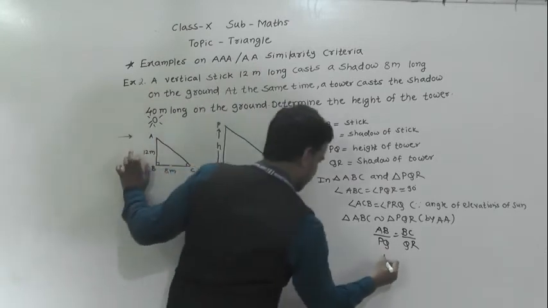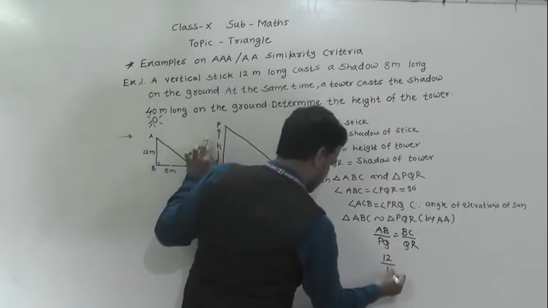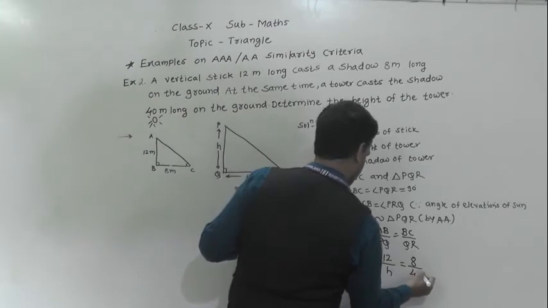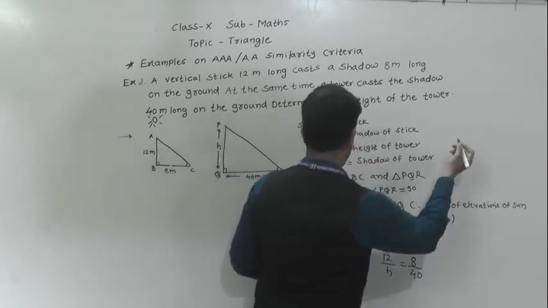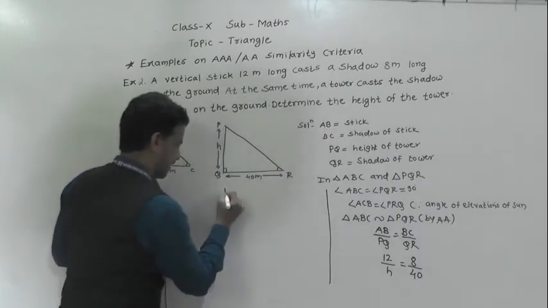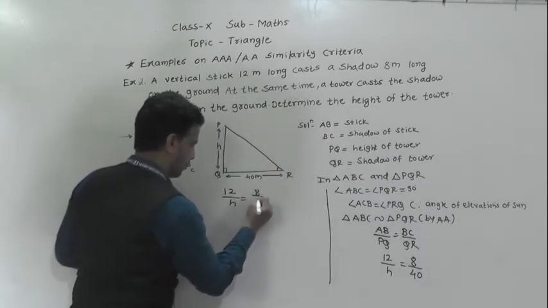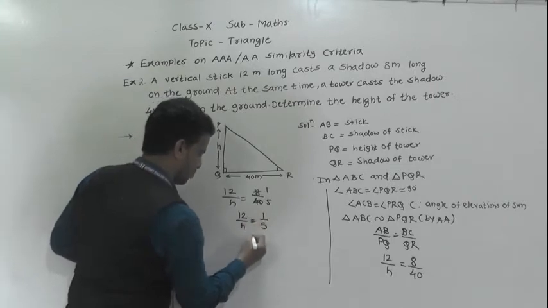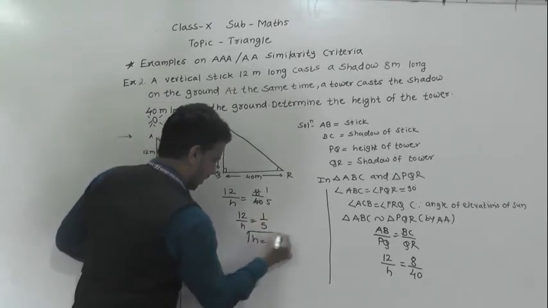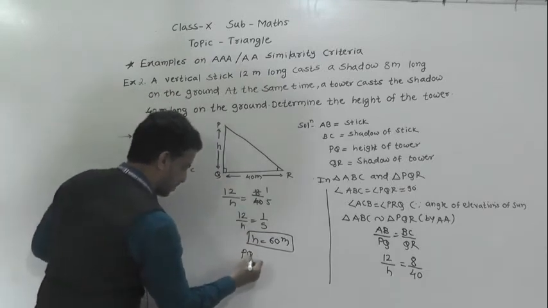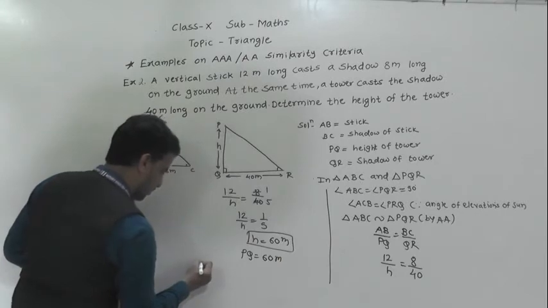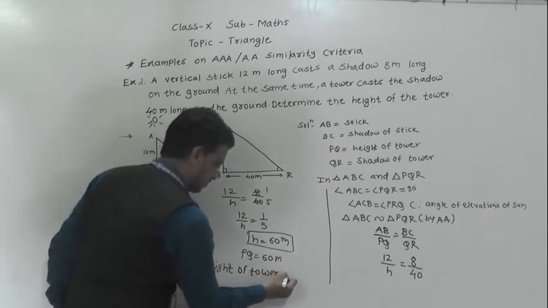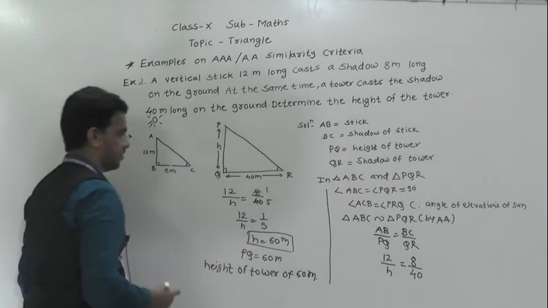So AB is 12 divided by PQ which is H, BC is 8 divided by QR which is 40. Now we get 12 by H is equal to 8 by 40, that is, 8 ones are 8, 8 fives are 40, so 12 by H is equal to 1 by 5, so H is equal to 60 meter. So the height of tower, that is PQ, is equal to 60 meter. Here we write height of tower is equal to 60 meter. Now we will see the next example.